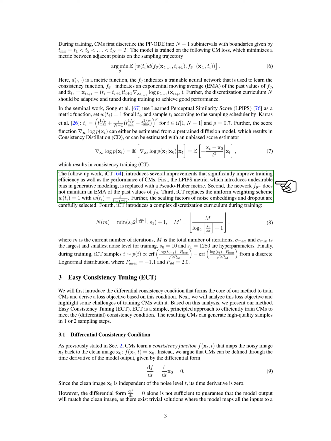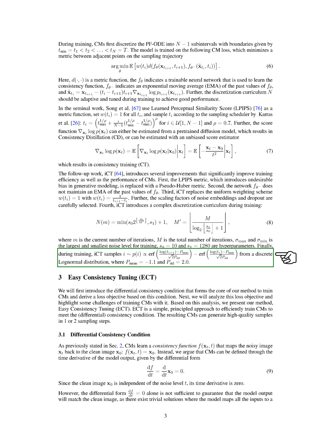A subsequent work, ICT, enhances training efficiency and CM performance by introducing improvements like replacing LPIPS with a pseudo-Huber metric, eliminating the EMA component in f_theta^-, adjusting the weighting scheme, carefully selecting scaling factors, and implementing a sophisticated training curriculum. This curriculum involves various parameters and a specific sampling method from a discrete log-normal distribution.